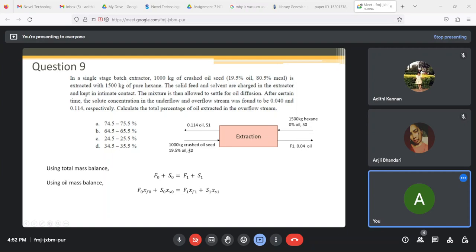So here we already know what is F0, which is 1000 kgs. We know XF0, which is 0.195. Since it is a pure hexane given, it does not have any oil. So XS0 is 0.